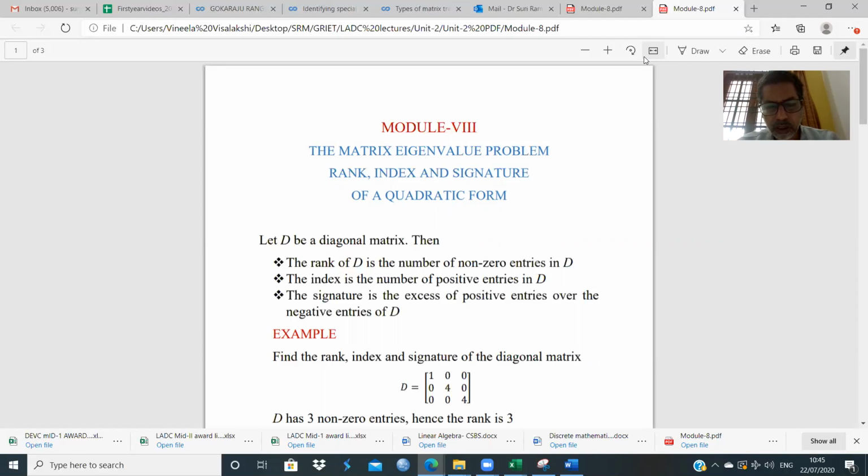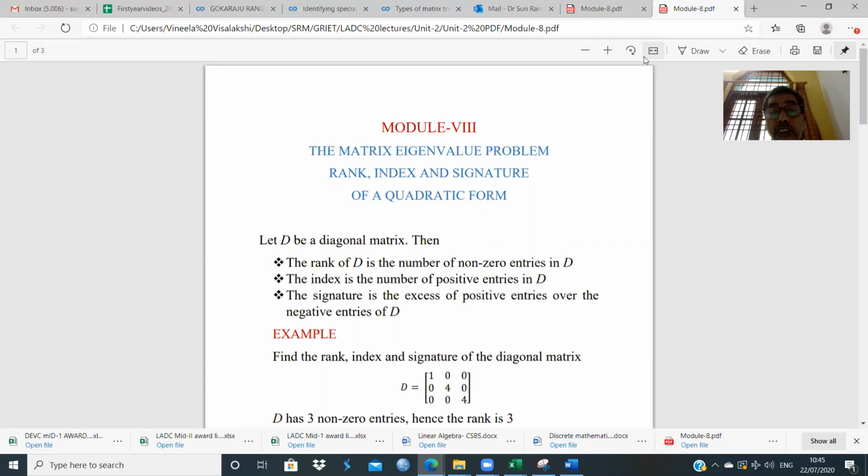key terms with respect to a diagonal matrix D. The rank of D is the number of non-zero entries in D. Whether they are positive or negative, you count them, and the number of non-zero entries in D indicates the rank of D. The index is the number of positive entries in D. So while rank is the number of non-zero entries of D, index precisely talks about the number of positive entries in D.